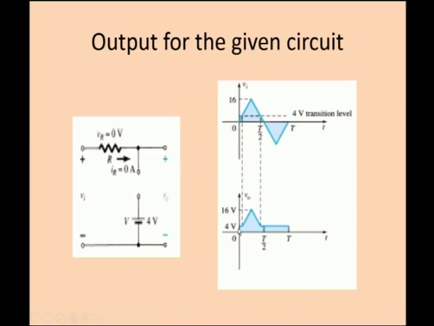Here, up to 4 it maintains 4, and after 4 it follows the input signal. Again it maintains the voltage 4, it will not follow the negative value of the input signal. So, the transition level is maintained here as 4 volt.